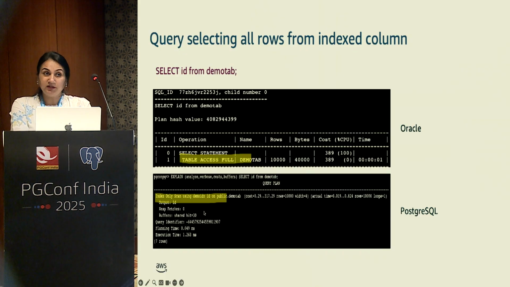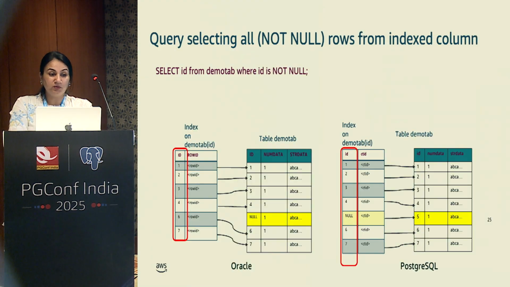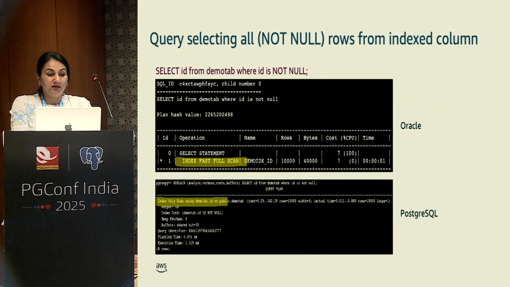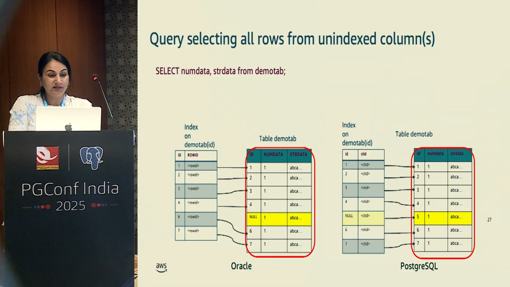But what if we tell the optimizer that I don't even want the rows which have null values? If you tell it explicitly in a query saying select ID from demo tab where ID is not null, in that case Postgres behaves as expected, goes to the index only and gets it. But in case of Oracle, it then goes directly for the index because it knows it doesn't have null values and we don't even need null values there. So it uses a fast full scan here.